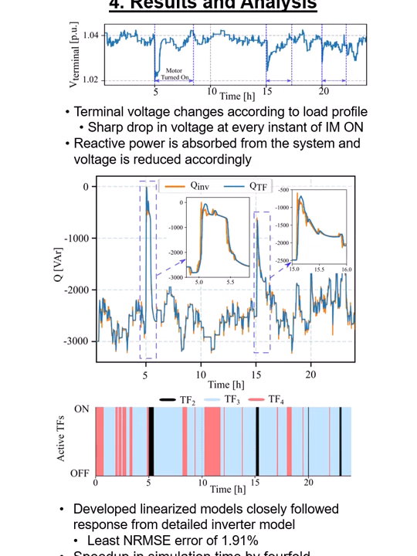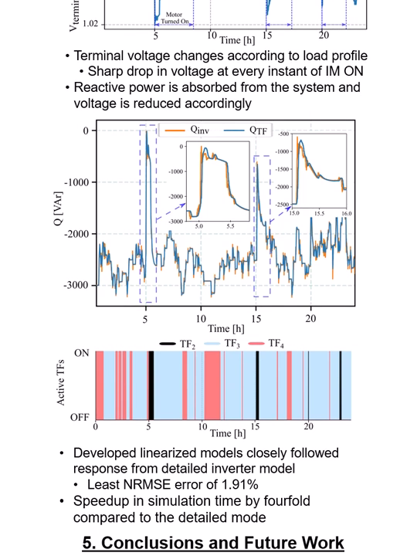The bottom figure here shows the developed linear model closely follows the response from the detailed inverter model, where the reactive power is absorbed according to the system condition. With a least square error of just 1.91%, we can say that it is closely following the detailed inverter model. Also, we found that the simulation is sped up by 4-fold compared to a single run of the detailed model.